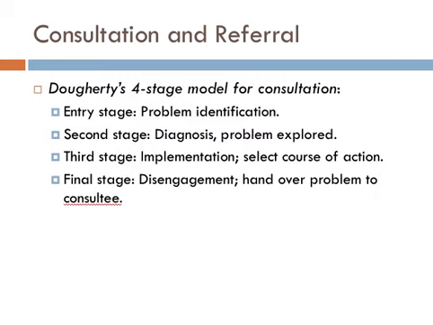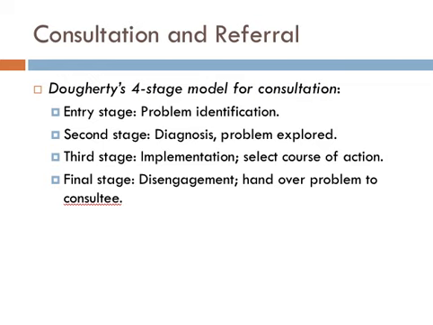So, in looking at this, we often use a stage model, and the stage model just provides kind of a framework to make sure that you go through all the necessary steps and you don't leave something out. So, the first thing would be, and this is Daughtry's four-stage model, that you would have the entry stage, and that's basically where your consultee is just telling you about the problem. This is what's going on. This is where I need help. This is what I've tried. And give you the opportunity to ask some questions.